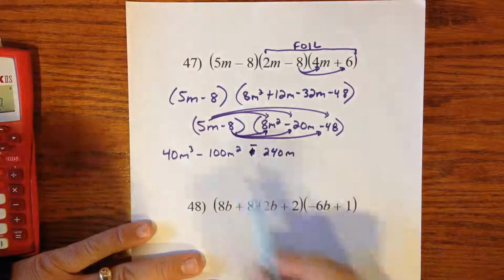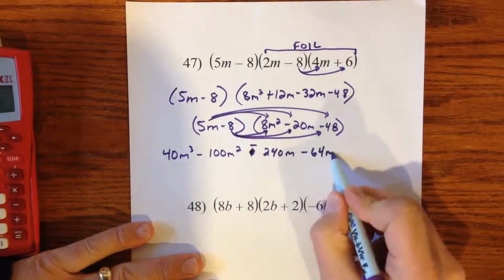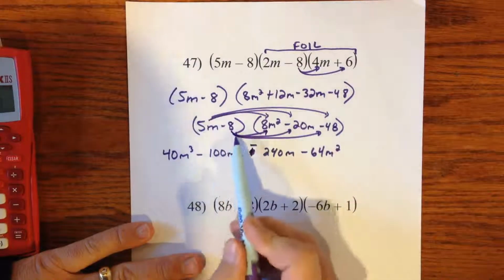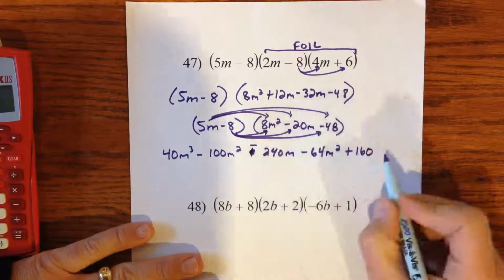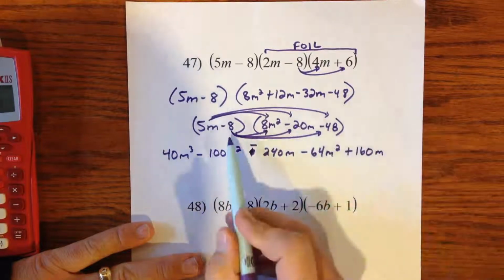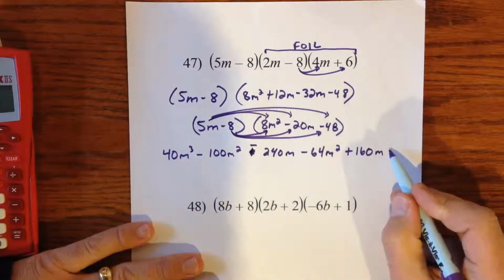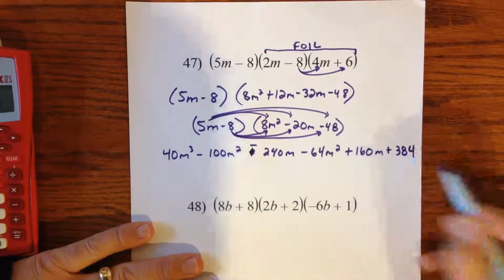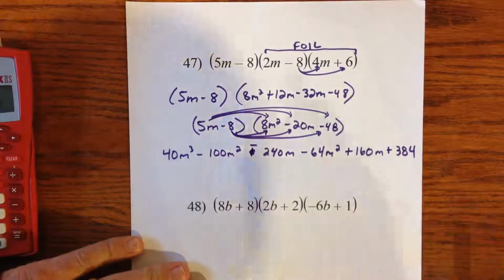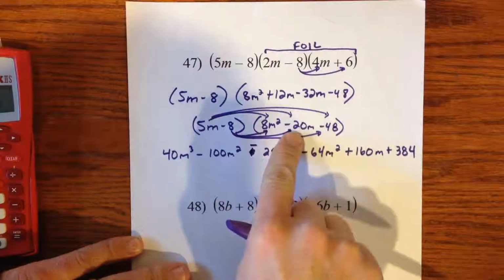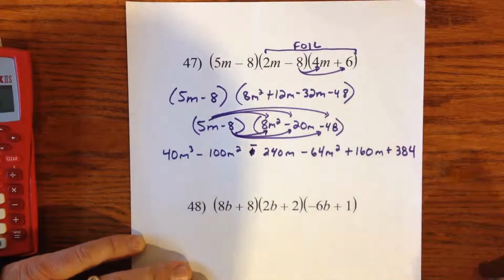So now, distribute the negative 8. Negative 8 times 8m squared is negative 64m squared. Negative 8 times negative 20 is positive 160m. And then negative 8 times negative 48, 8 times 48 is 384. So I end up with 6 terms. You can kind of just do the math in your head real quick. This is 2, this is 3, 2 times 3, I should end up with 6. 6 terms before I simplify.